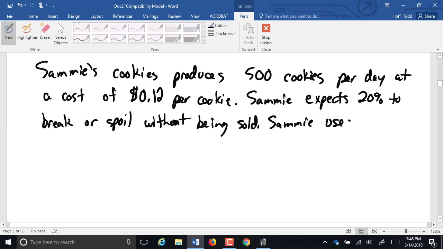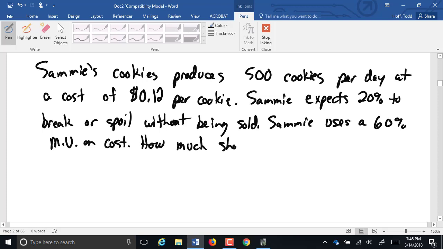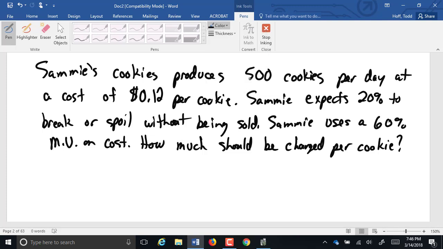Sammy uses a 60% markup on cost. How much should be charged per cookie? Give me a nod when everybody's got it written down.